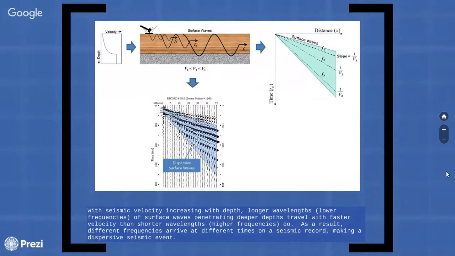Theoretically, the dispersion property of the surface wave is determined by several elastic properties, including density and depth variation of secondary and primary wave velocities. Among these parameters, the depth variation of secondary wave velocity is the most influencing factor.